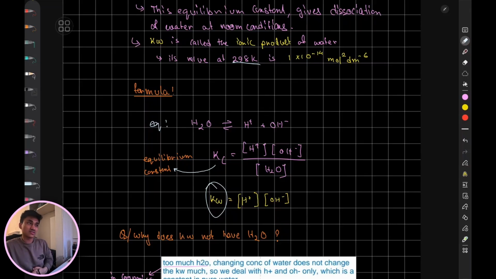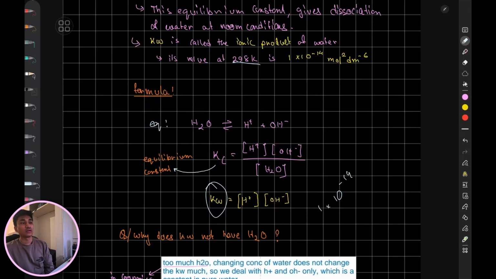And Kw essentially is the H plus produced by dissociation of water times the OH minus produced by the dissociation of water, the concentration of them multiplied. That is exactly what Kw is. Okay, and it has been figured out that the concentration of H plus and OH minus multiplied, at equilibrium conditions, is going to be 1 into 10 to the power of minus 14.